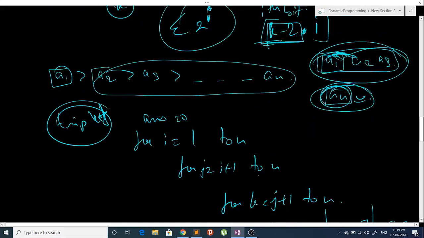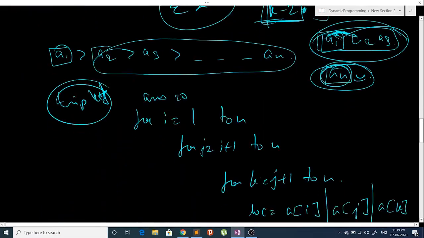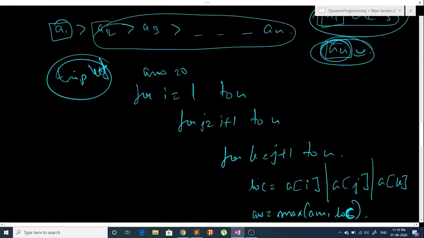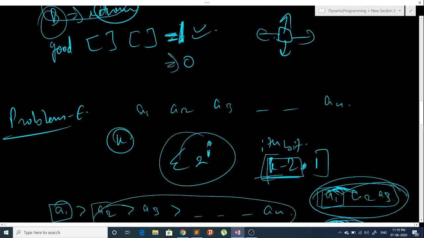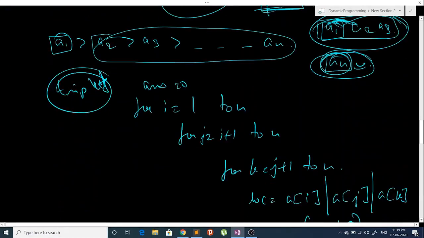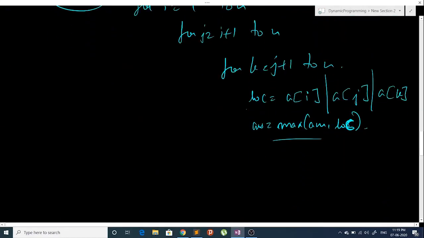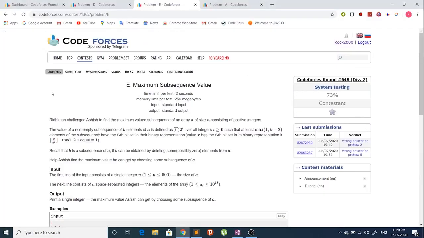So this was a very easy problem, guys, but I was stuck on it for a while and it took me a long time to figure out this solution. Now let's discuss problem A. So problem A was here.